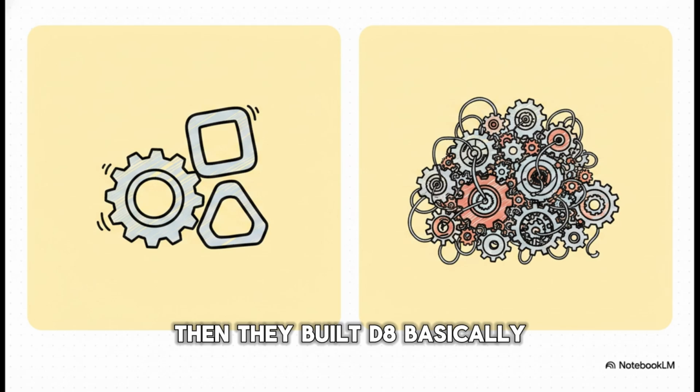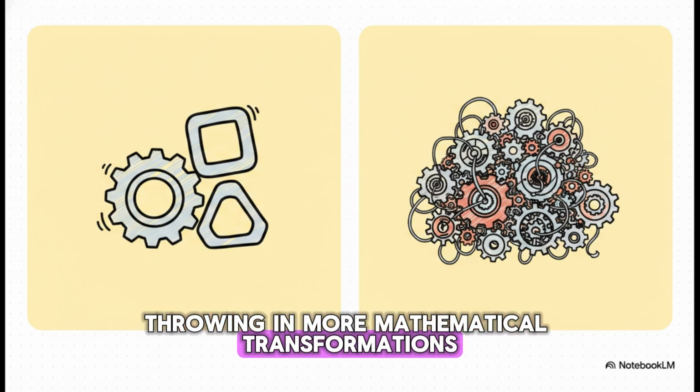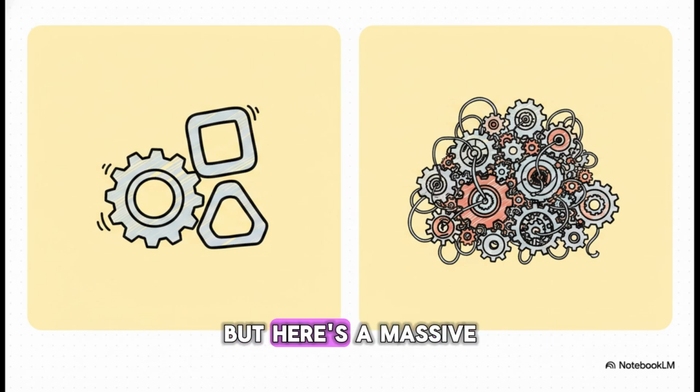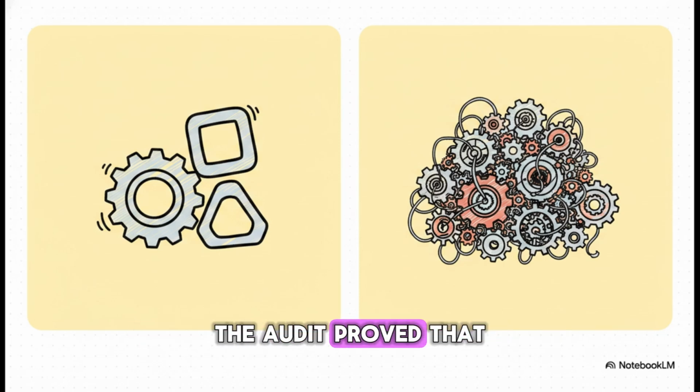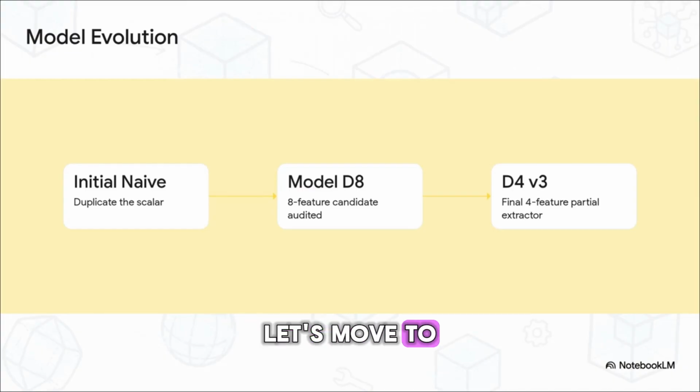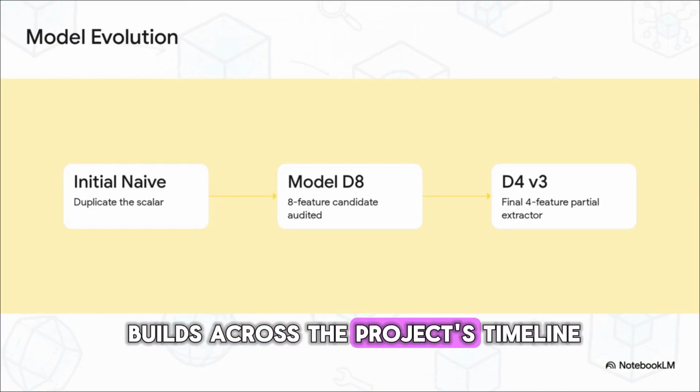Then they built D8, basically throwing in more mathematical transformations just to double the dimensions. But here's a massive lesson in data science. More dimensions absolutely do not automatically mean more information. The audit proved that D8 just created a bunch of redundancy and artificial complexity without adding any true predictive value. Useful, non-redundant features matter so much more than sheer volume. Let's move on and see how this builds across the project's timeline.